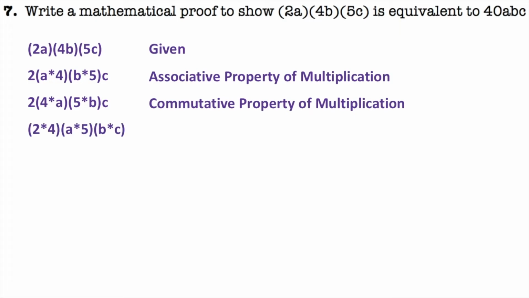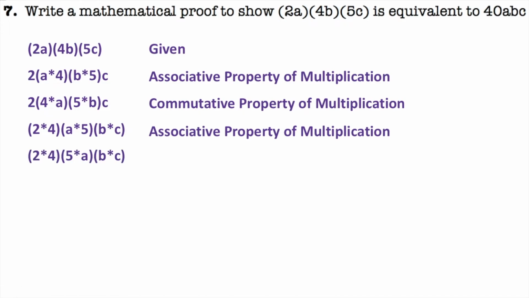So then the next one is we're going to move that 4 over with the 2. So 2 is being multiplied with 4. We're going to move the 5 over with the a, so then we have a times 5. And now we have b times c left over at the end. And that is the associative property of multiplication. Then we're going to use commutative again one more time to shift. And we have 2 times 4 and 5 times a. So we want to flip it over so that our 5 is with the numbers, and now all of our letters are together over to the right.